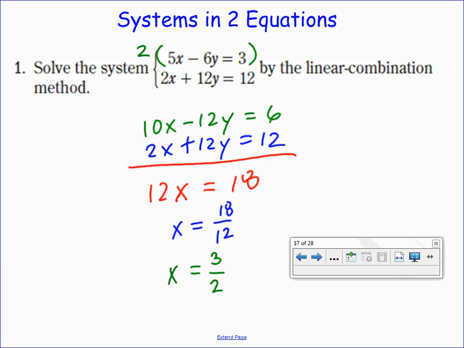Now I can go to either equation and substitute in for x to solve for y. But as I look at my coefficients, which equation is going to be easier to use this time? I mean, if I want to figure out what y is, do I want to plug in x to the first equation or the second equation? Which would you rather use?